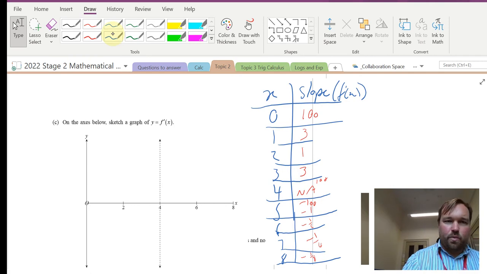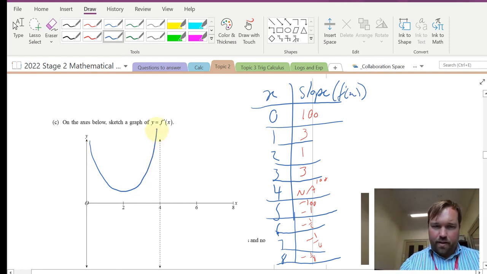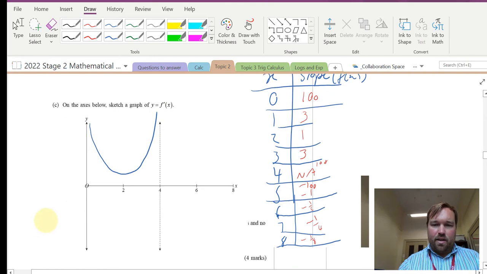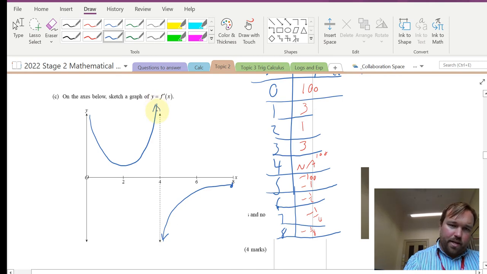Alright, so let's try. We are starting extremely high, dropping to a minimum at 2, going up, like that. And then from here, the slope goes there to there. Arrows on the end, arrows on the end, and a dot on the end here.